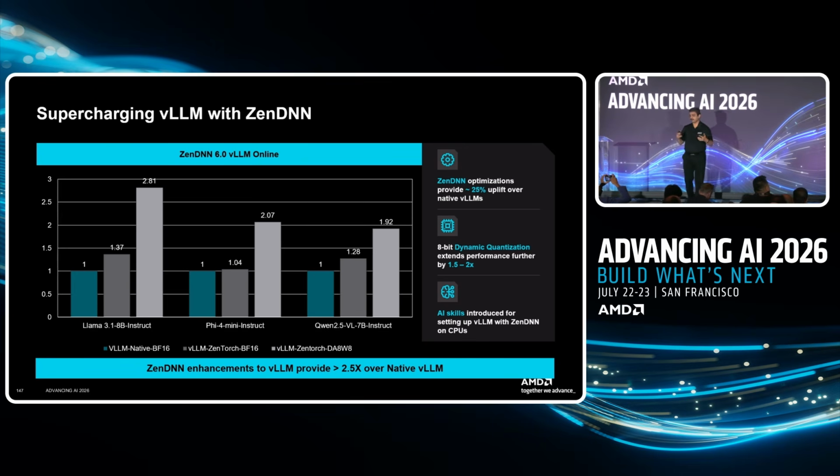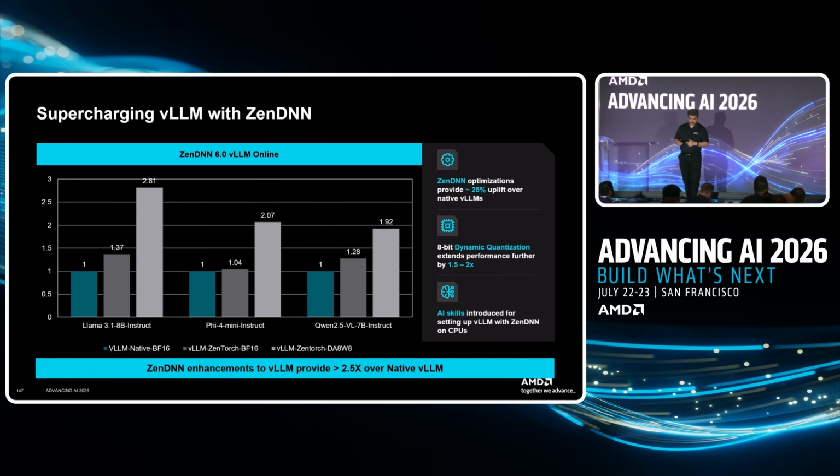Now, to make this all easier, we're also introducing AI skills on top of it. This is in the AMD skills repo. You can download the skills and just tell it, set me up with vLLM and ZenDNN, and off you go. We're improving this to get more performance added on top of it, but that's one of the key things that we are working on.